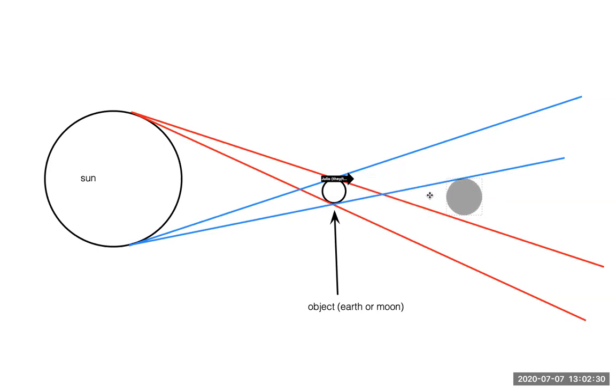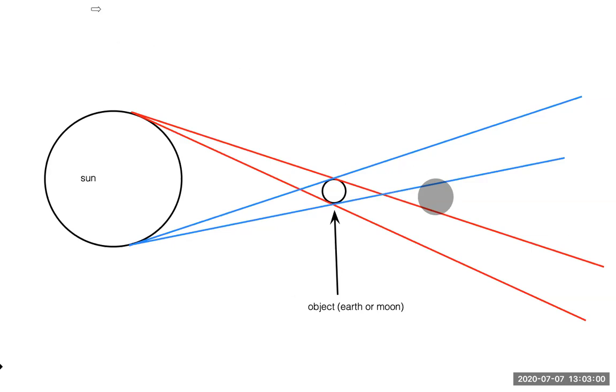If you were back in this region, again, the top and bottom here would only see a partial eclipse, but this middle region would see the top of the sun, the bottom of the sun, and not see the middle of the sun. So they would get an annular eclipse. So the different type of eclipse that you see is based on where in this shadow you fall.